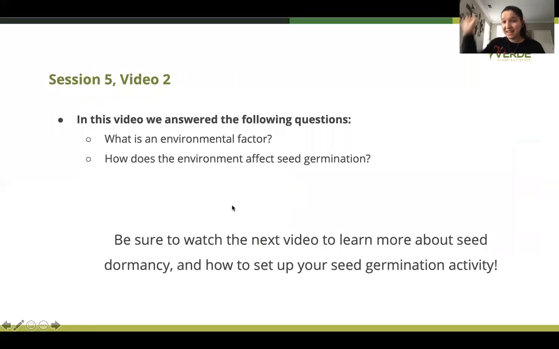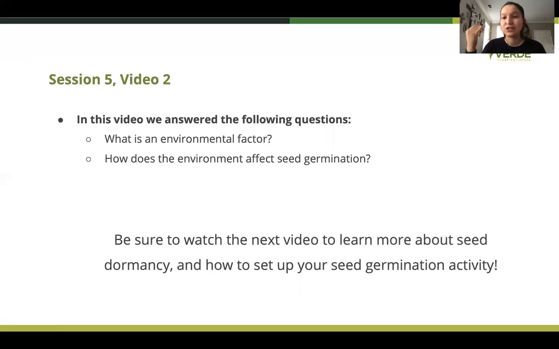So now that we've talked about environmental factors and how they affect germination, we've answered what an environmental factor is, right? It's simply the external conditions that impact the germination, growth, or development of a seed or seedling, right? It's just everything going on outside of it. And how does the environment affect seed germination, right? Thinking about how light affects it and water affects it. And then on the flip side, thinking about how we can impact those environmental factors, right?